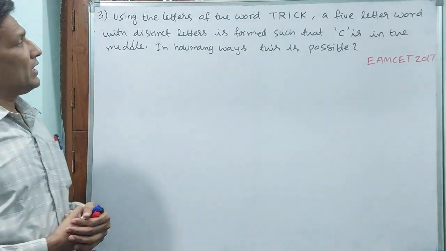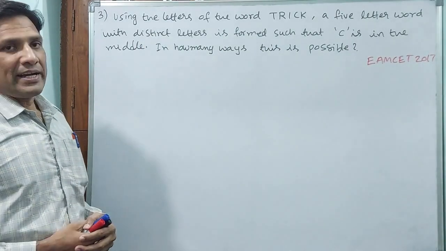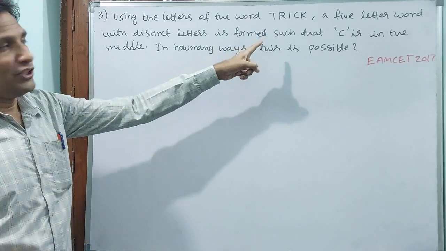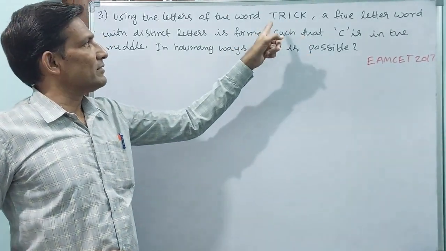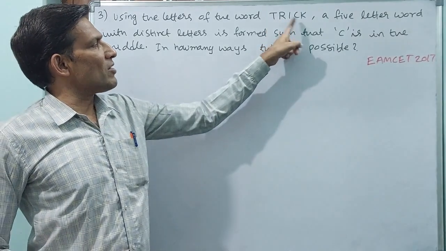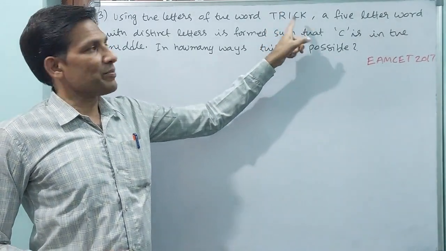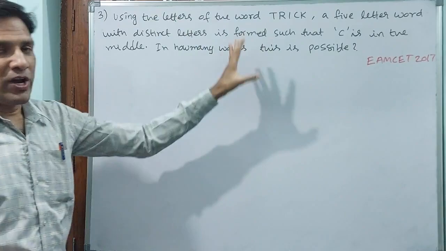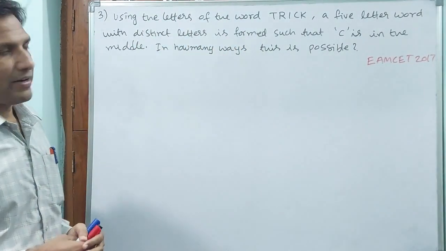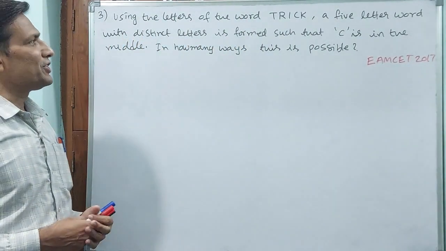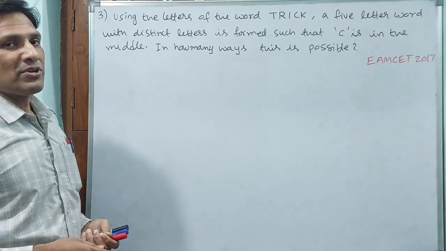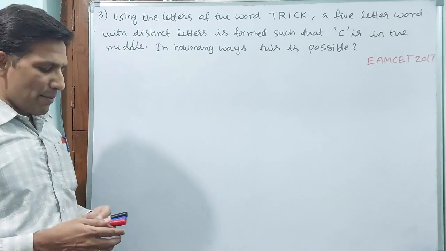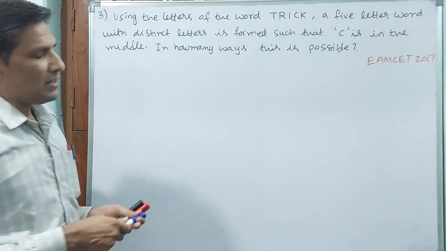Okay, see, third question: using the letters of the word TRICK, this TRICK contains 5 letters, you see T, R, I, C, K, but non-repeated. T not repeated, R not repeated, I not repeated, C not repeated, K not repeated, 5 different or distinct letters are there. A 5 letter word with distinct letters, again you have to make a 5 letter word only, is formed such that C is in the middle. That you have to understand, see what I am writing now.